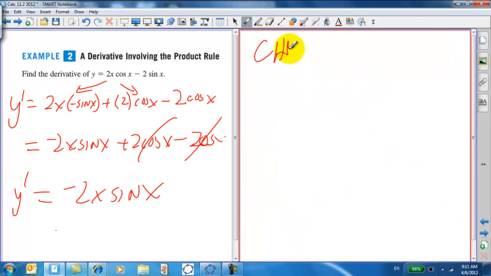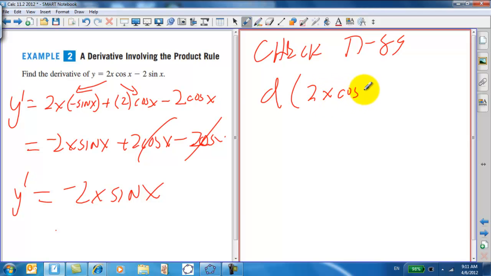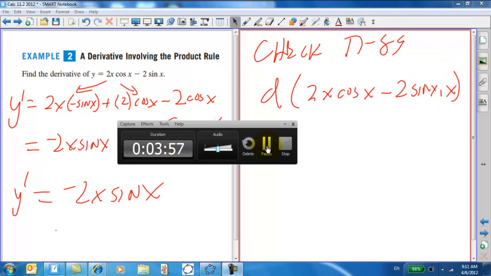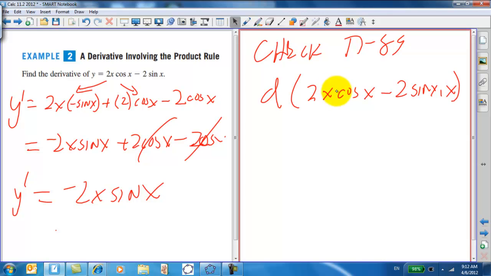So here's the check on the TI-89. d of 2x cosine x minus 2 sine x with respect to x. And let's see what it says. I suspected you do have to put a little multiplication symbol in here because it gets confused with what x cosine x is. It thinks it's a variable. But it does take out to be negative 2x sine x.